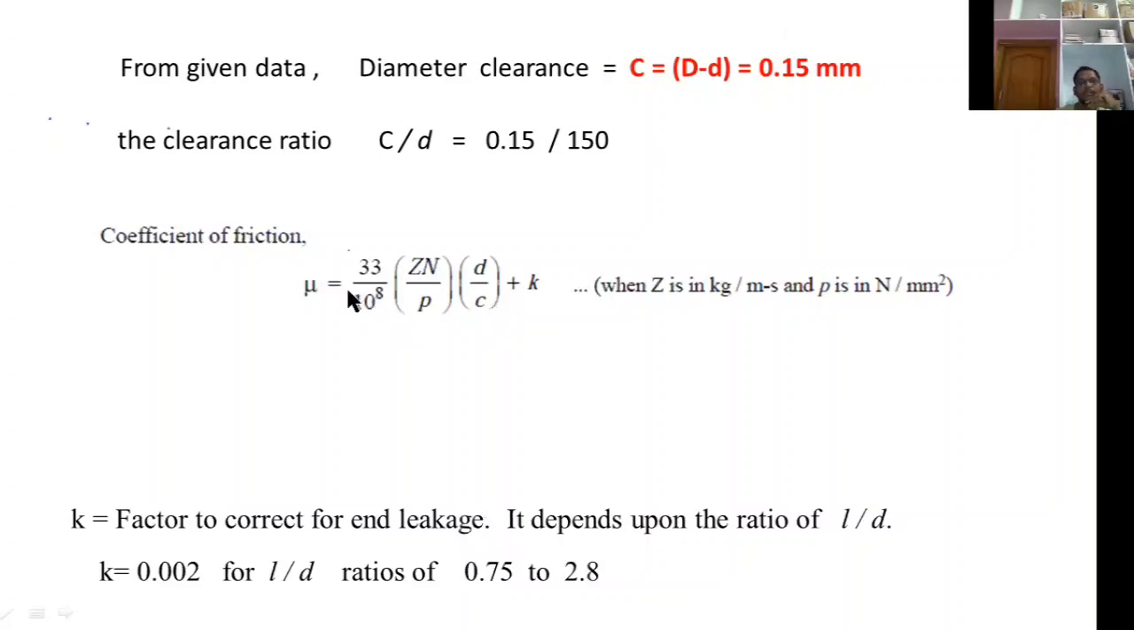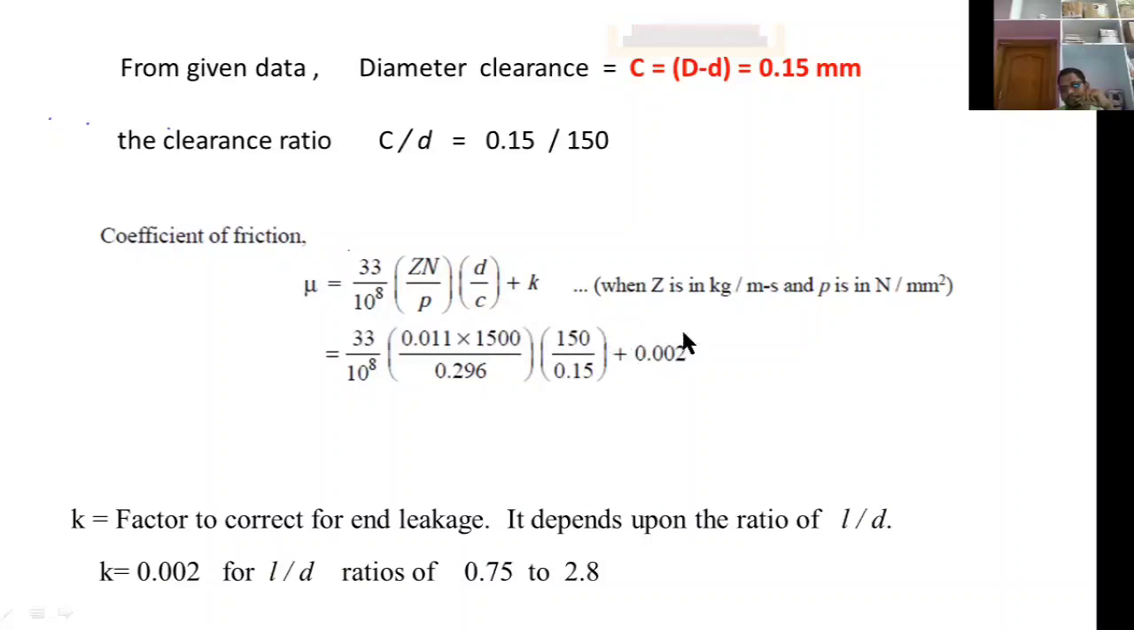Now from coefficient of friction formula, mu equal to 33 by 10 power 8 into Zn by p into D by C plus small k. Here Z in kg per meter second, and N in RPM, revolutions per minute, and here small p is the bearing pressure in Newton per mm square, and small k is the end leakage factor, that value equal to 0.002. Substitute the value of k in above equation.